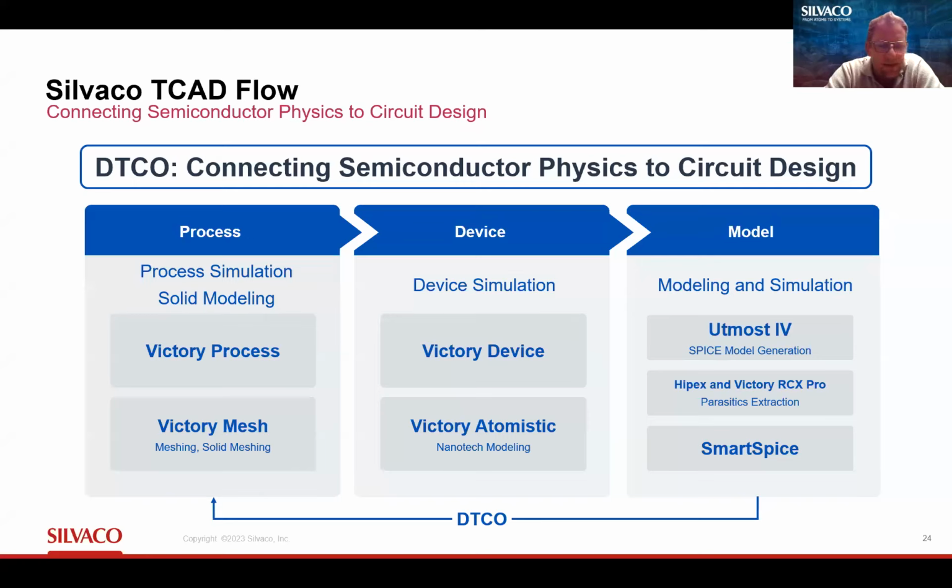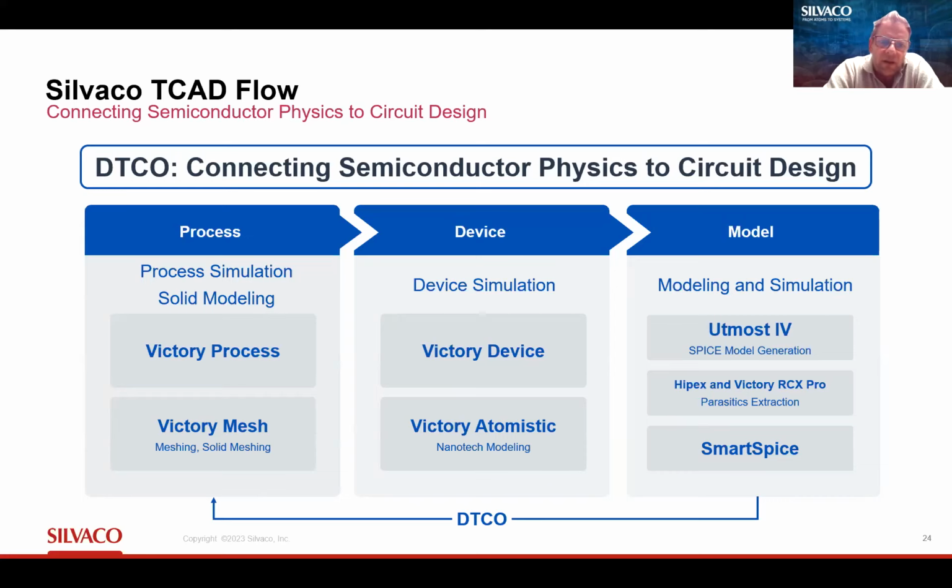Today, what we see is that TCAD is now connecting semiconductor physics to circuit design. This is also called DTCO, for design technology co-optimization, or also a shift left concept.